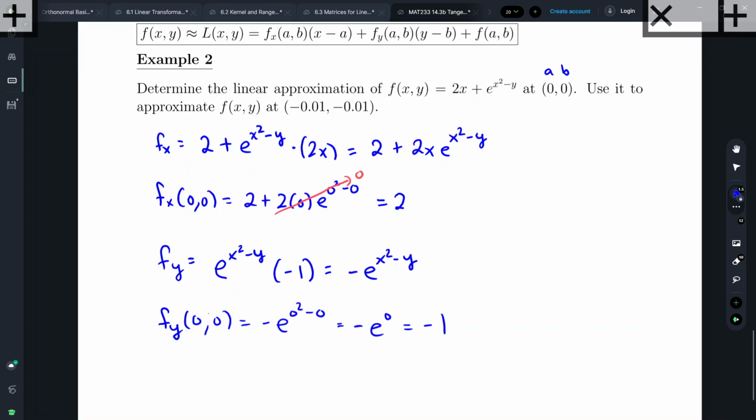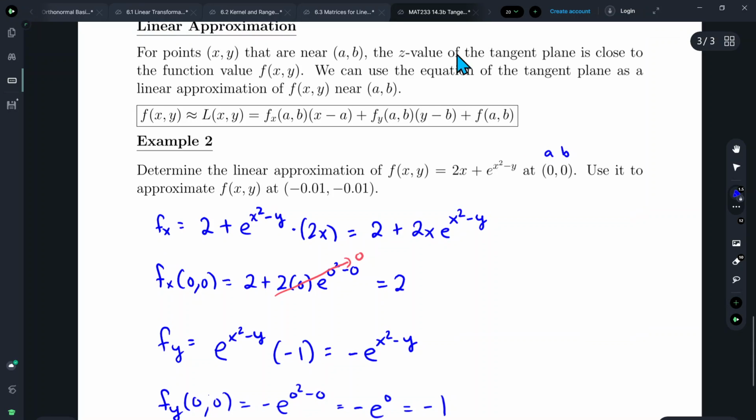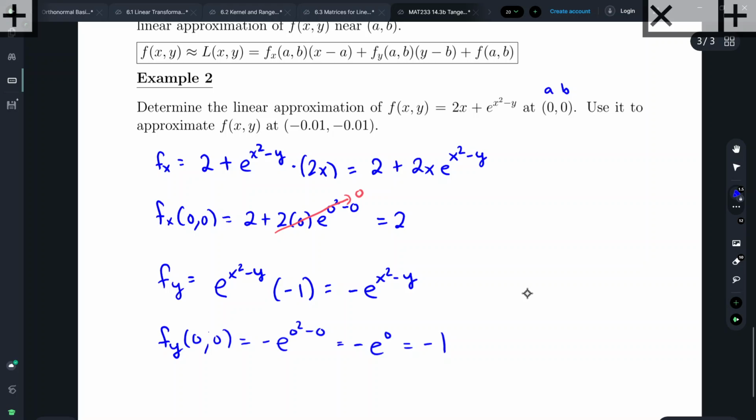Okay, so we need one more thing before we set up the linear approximation, right? We have a, we have b. Now we also need the function value at (a, b). So let's calculate this. So f of (a, b), what is this equal to? I'm plugging in 0, 0 into the original function. Right, so that's 2 times 0 plus e to the 0 squared minus 0. So this is 0, and then this is just e to the 0, which is equal to 1.